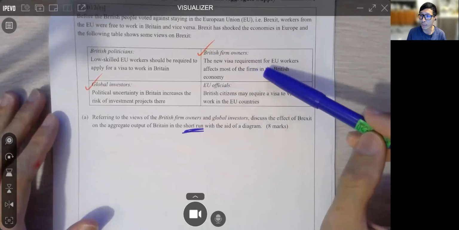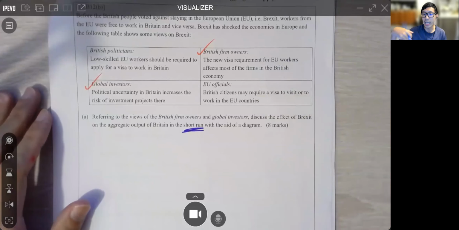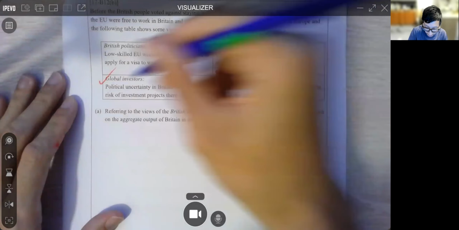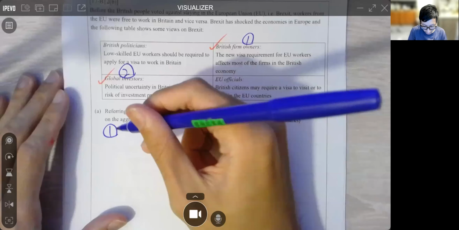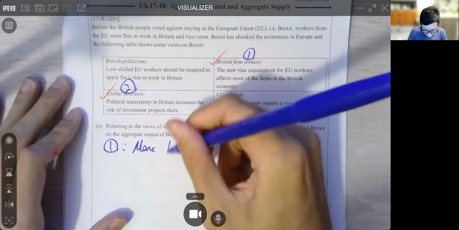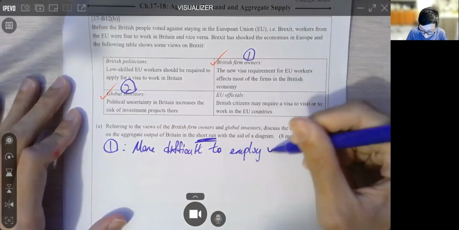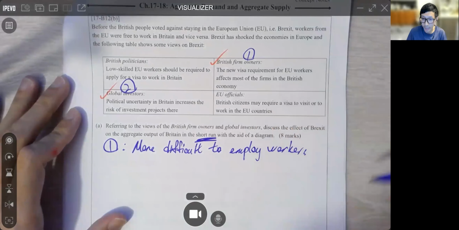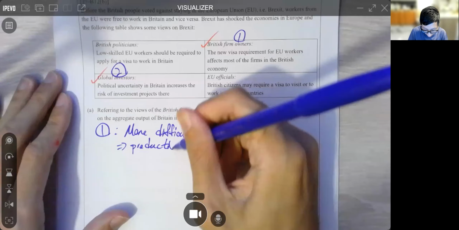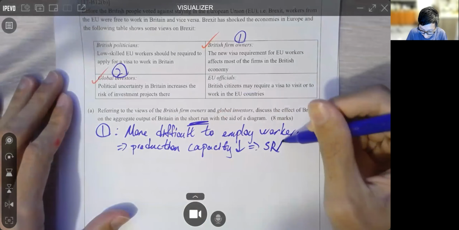OK，我哋望咗先。New visa requirement for EU worker. 係咪？即係咩意思啊？Now EU worker cannot come to Britain to work as simply. 嗱，我哋不如叫呢個做一啦，呢個做二啦。So from box one, we know, right? What happened is that it is more difficult to employ workers. 而家啦，難咗請人喎。Therefore, our production capacity would drop. SRAS would drop.